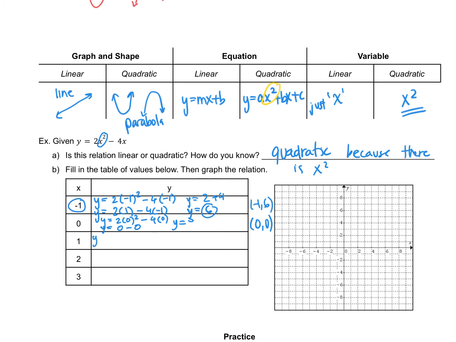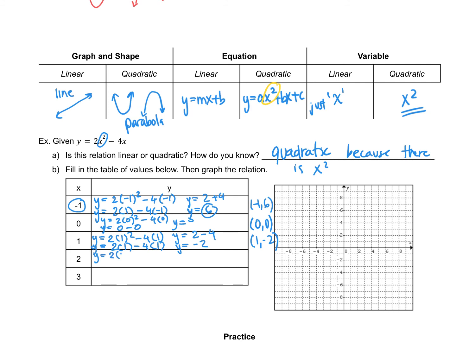Next one, y equals 2, and then instead of x, I'm going to put 1 squared minus 4 times 1. Clean up, exponents first. So 1 squared is 1. Now multiplication. 2 times 1 is 2. 4 times 1 is 4. But this time we have 2 minus 4 to get -2. So here's our next coordinate. And why don't you pause the video to try the last two on your own, and then come back to check your answers before we plot them on the graph.